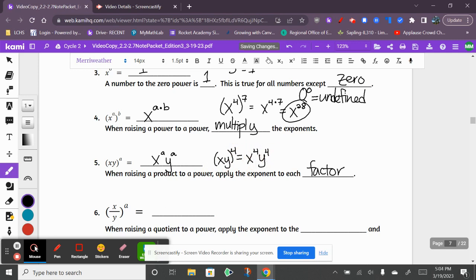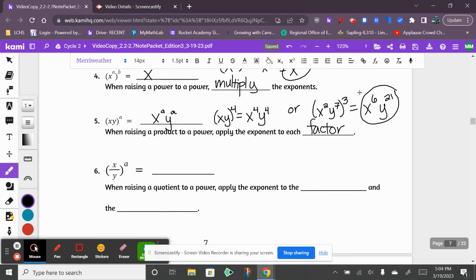Say that we have something maybe a little bit more complicated. We have x squared, y to the 7th, and that's raised to the power of 3. Then we would have it multiplying with both of these. So it would be x to the 6th, y to the 21st.